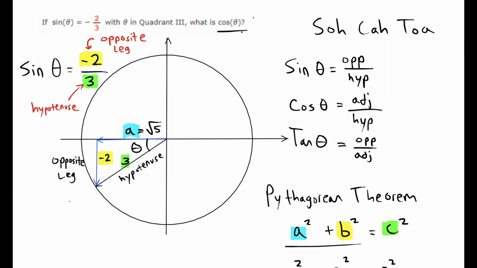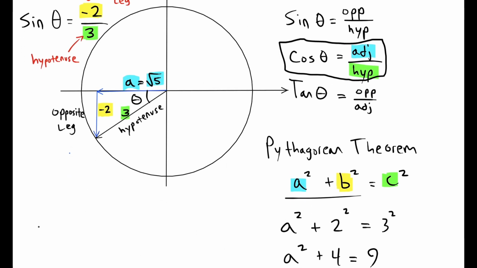So now they're asking for the cosine of theta, and according to SOHCAHTOA, the definition of cosine theta is adjacent over hypotenuse. So you're using that same angle theta, but now you're going to use the blue, which is the adjacent side, that's the radical 5, and then divide that by the hypotenuse, which is the 3. So cosine theta is adjacent over hypotenuse, which is radical 5 over 3.